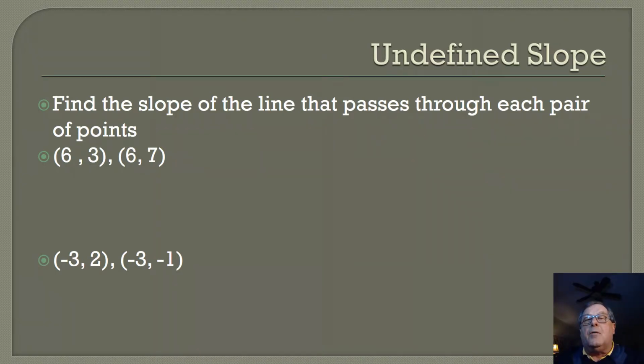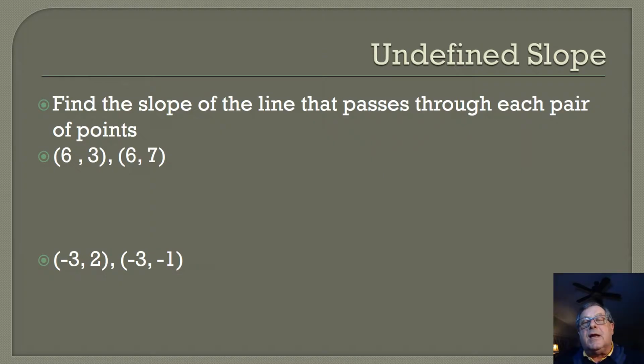Well, now we're going to look at something called undefined slope. An undefined slope is when we find ourselves in a situation where, slope being the change in y over the change in x, our change in x would equal 0. In other words, we have a 0 in the denominator, and you can't divide something by 0. That's undefined.